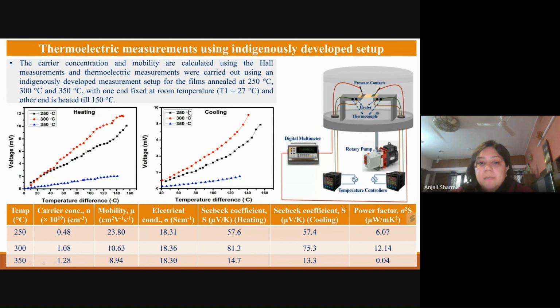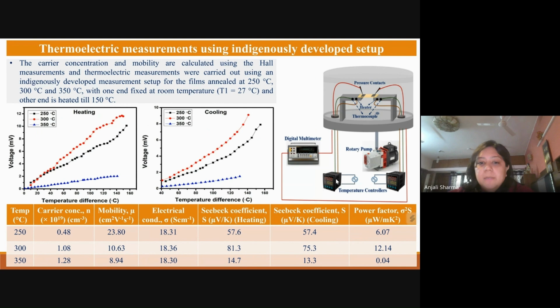are calculated using the Hall measurement, and the thermoelectric measurements were carried out using this setup for the films annealed at 250 degrees Celsius, 300 degrees Celsius, and 350 degrees Celsius, with one end fixed at room temperature and the other end heated to 150 degrees Celsius.